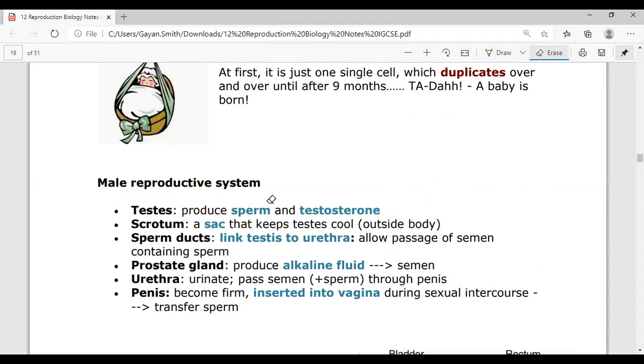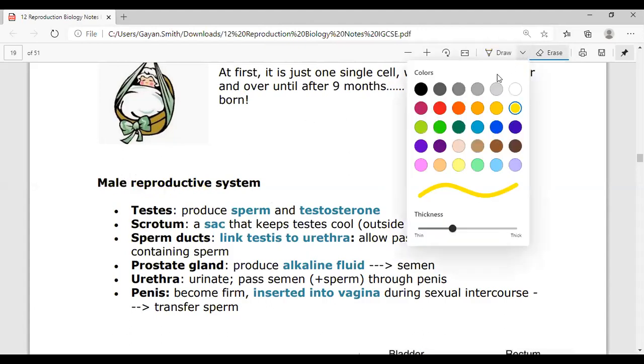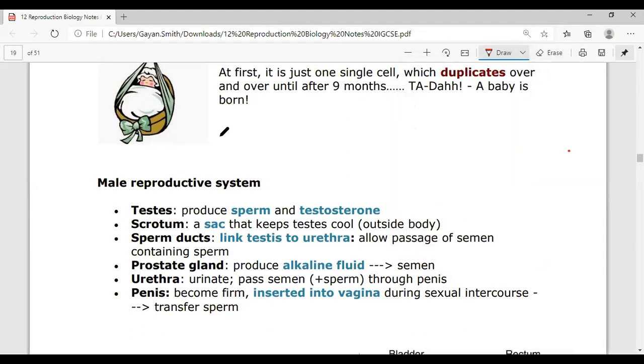All right, let's go. So the male reproductive system consists of several parts, as we're going to go through now. There's the testis, which is where sperm and testosterone are produced. There's the scrotum, which is the sac that holds the testes in place, and the purpose of that is to keep the testes cool outside the body, because sperm production takes place at about 35 degrees Celsius and the body temperature is 37 degrees Celsius.